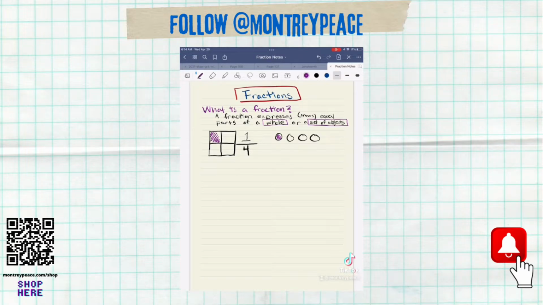So now let's take a look at 4 circles. We shade 1. It is still equal to 1/4. There's 1 out of the 4 circles. So don't think too hard on it, guys. Keep it simple.